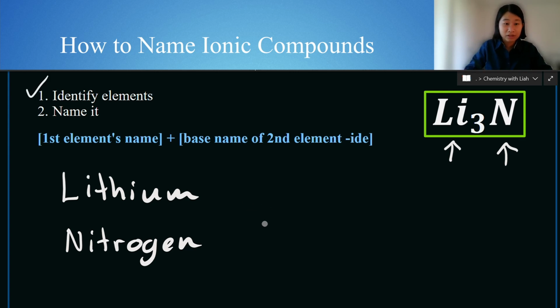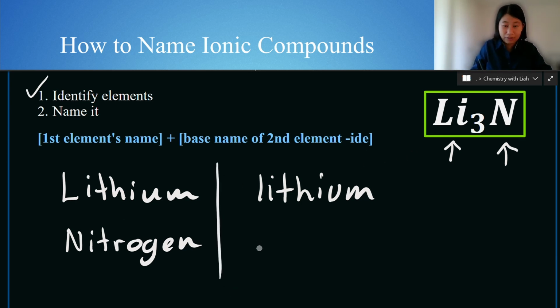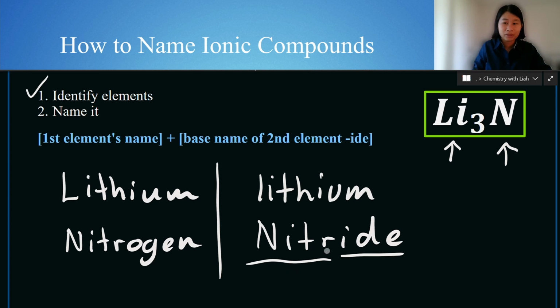So we have the first element's name. So we're going to have lithium. And then we're going to have the base name of the second element plus the ending IDE. So what is this going to be? Well, we're going to have nitride. So IDE ending and the base name of nitrogen. So when you see Li3N, you know its name is going to be called lithium nitride.